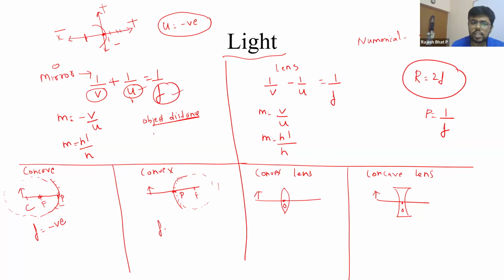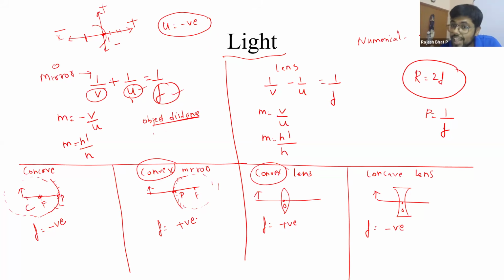Here, F is always positive. Now tell me, here F is positive, and here F is negative. Sir, why negative? If you understand the ray diagram, you can tell, or else it is very simple to remember. Whether it be a convex lens or a convex mirror, F will always be positive; concave, negative. Same thing with power. If you understand this, you can tell power also, because power is 1 by F.